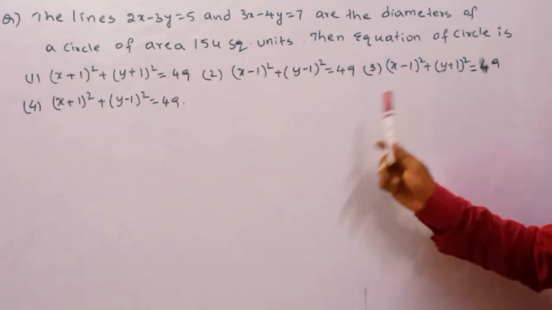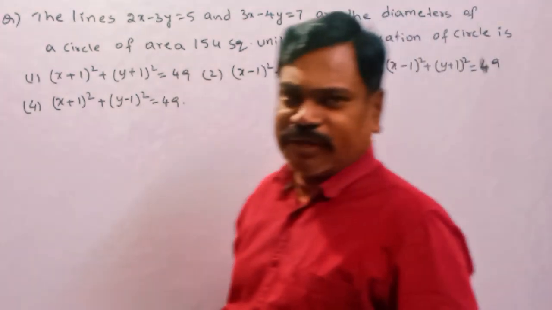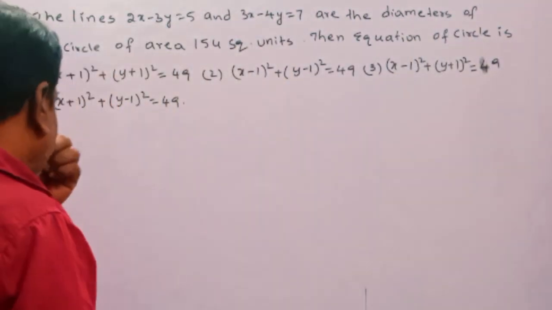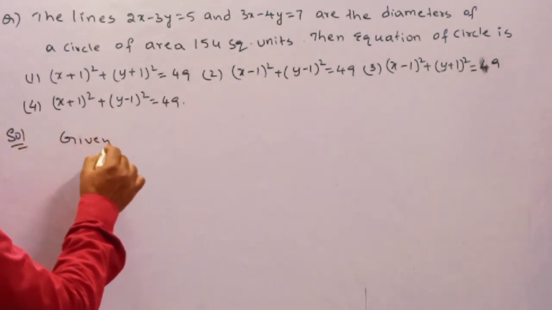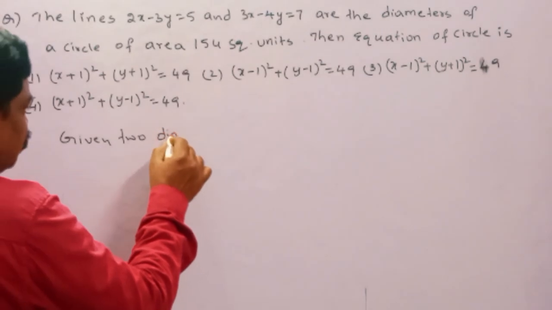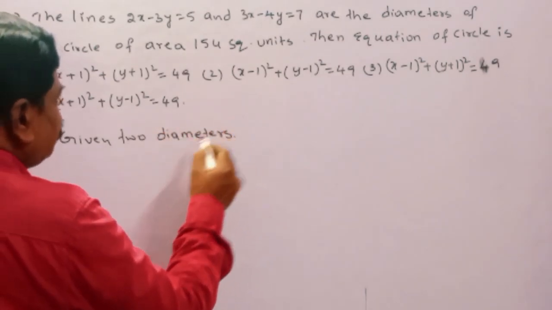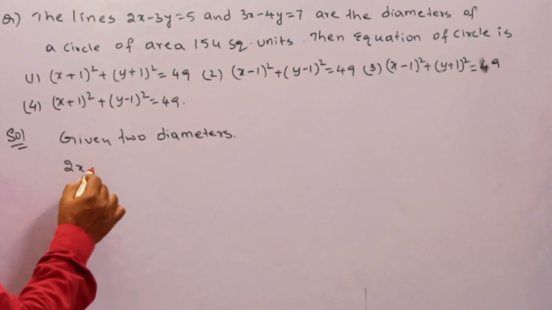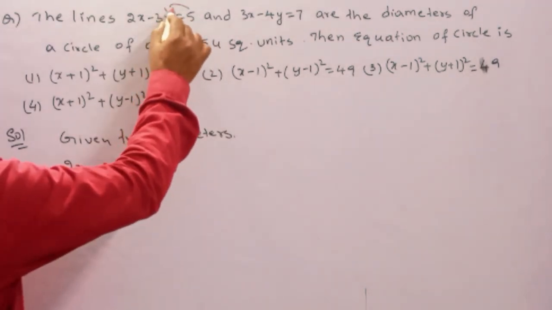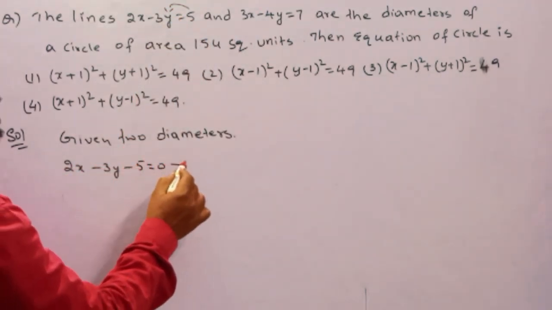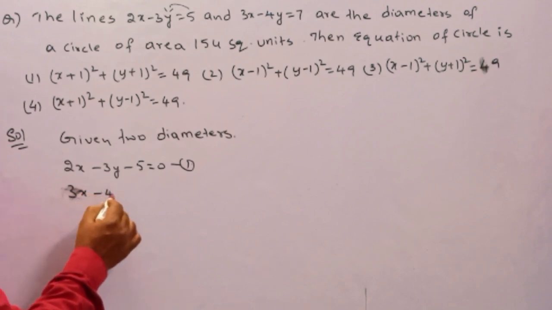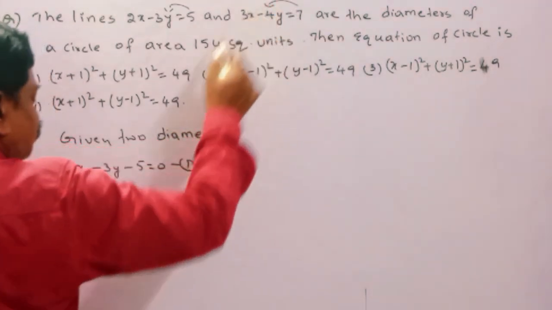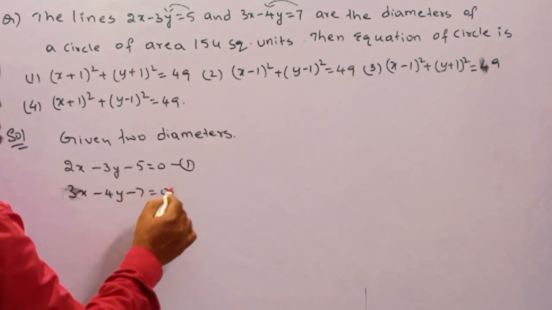Here four equations of circles are given as options. First, what are the two diameters given? That is 2x minus 3y, you can take it to this side, minus 5 equal to 0, equation 1. And one more, 3x minus 4y, take it to this side, minus 7 equal to 0.